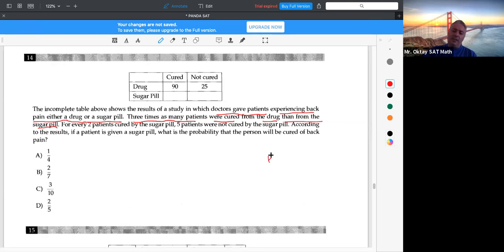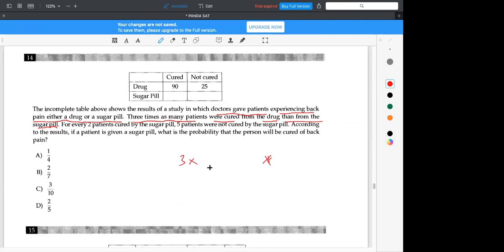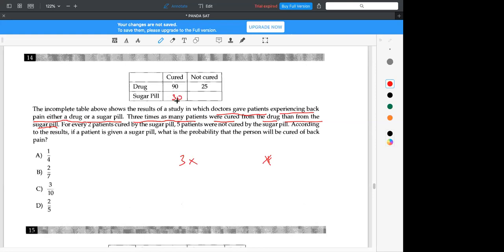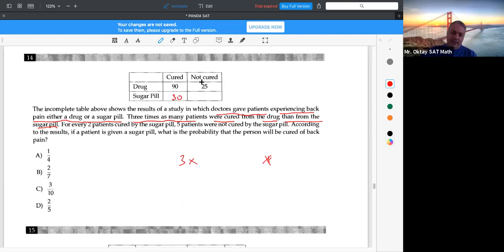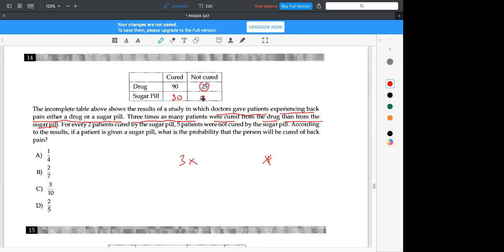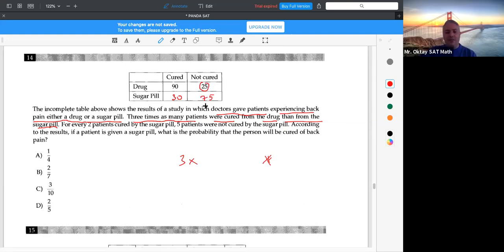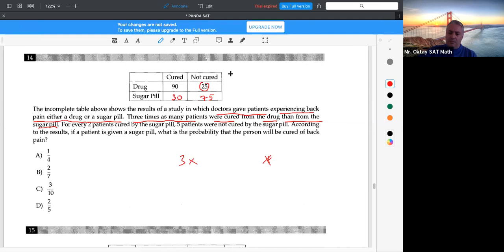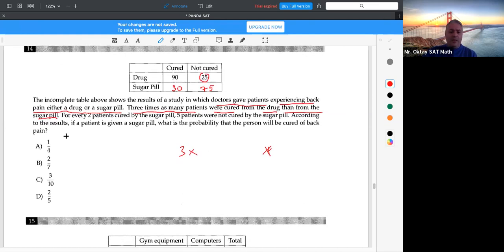I mean, if sugar pill is X, drug is 3X, something like that. So 30. Which one is 30? Sugar. So when the drug is given 90, sugar will be 1/3, which is 30. Similarly, if this is 25, it should be 3 times 25, which is 75, like this or not? Yes, sir. Sure? Absolutely.